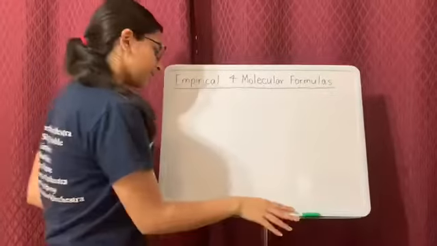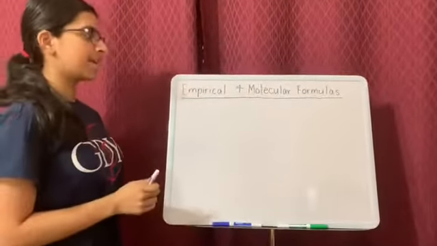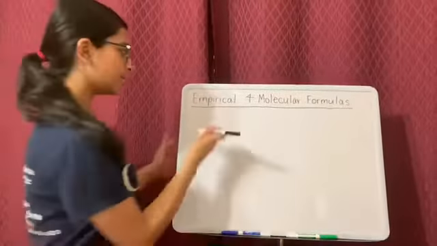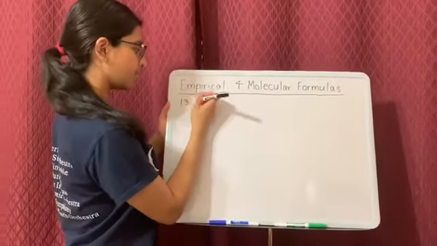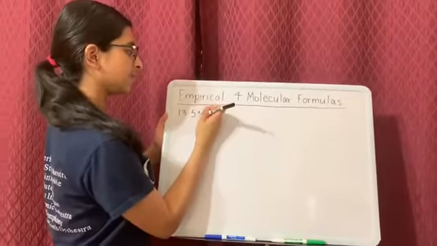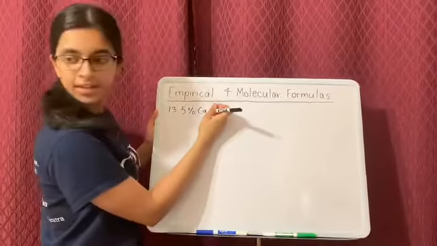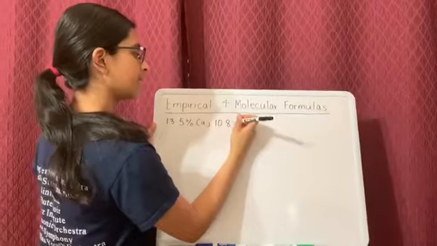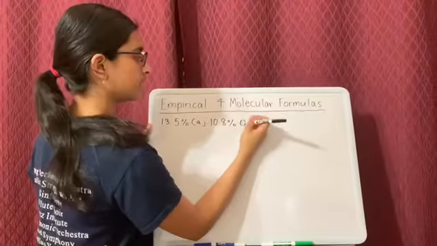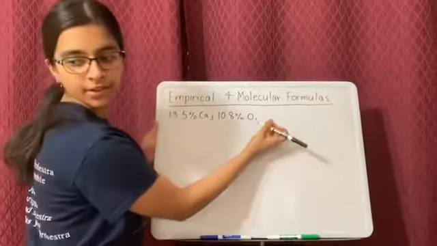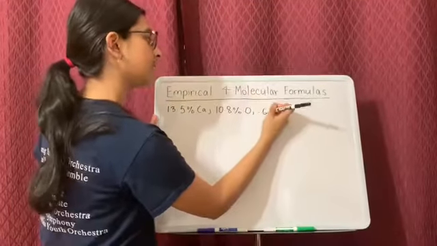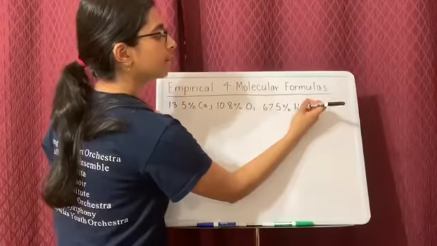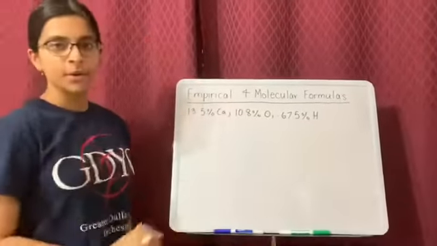Now that we know kind of what they mean, let's do an example problem to see how to calculate the empirical formula. So suppose I have a compound that is 13.5% calcium, and we've got 10.8% oxygen, and we have 0.675% hydrogen. And we want to calculate the empirical formula.